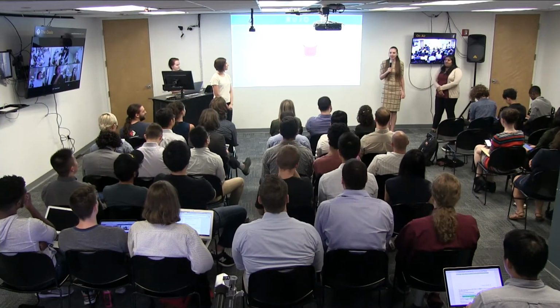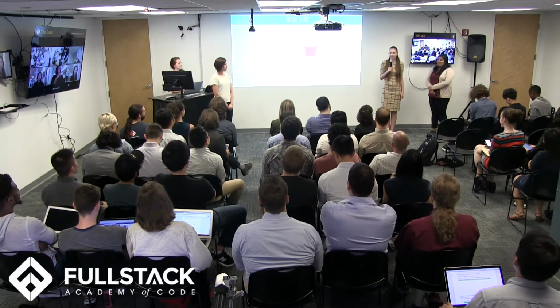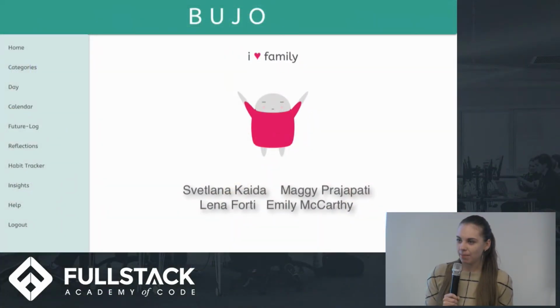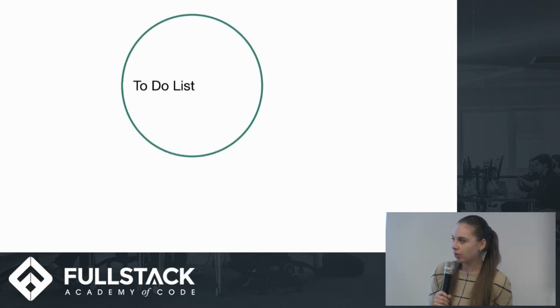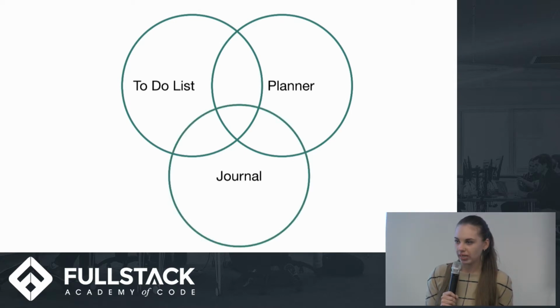Thanks, Emily. Hi, everyone. My name is Svetlana, and these are my colleagues Maggie, Emily, and Lena. And we created Bujo. It's a web-based application, which is actually a productivity tool, and it's based on the bullet journal system. Bullet journal system is a combination of to-do list, planner, and journal. It allows users to organize the present, plan for the future, and reflect on the past.